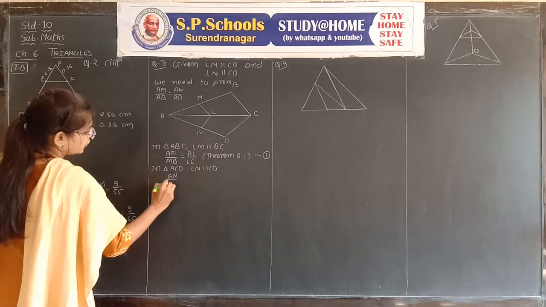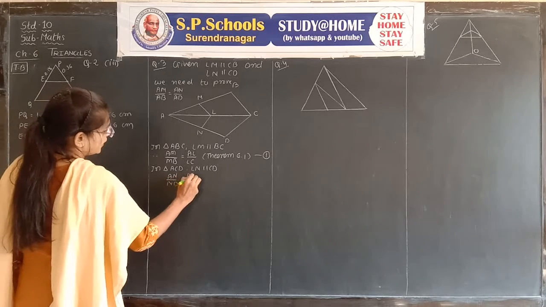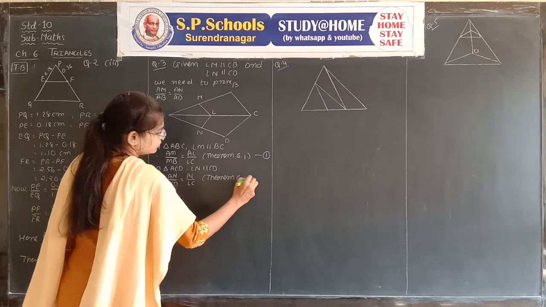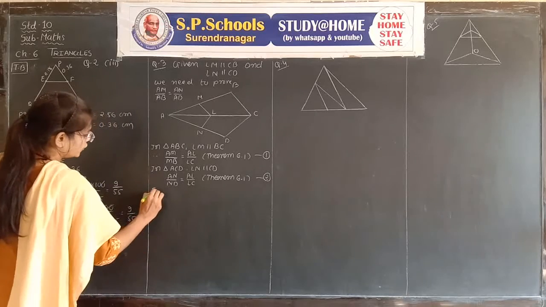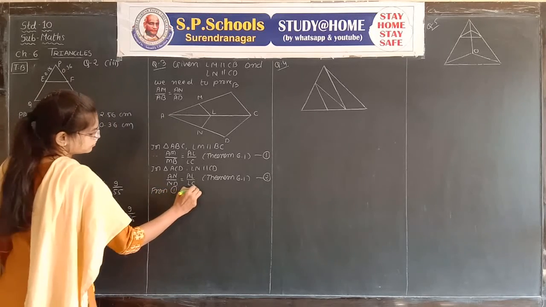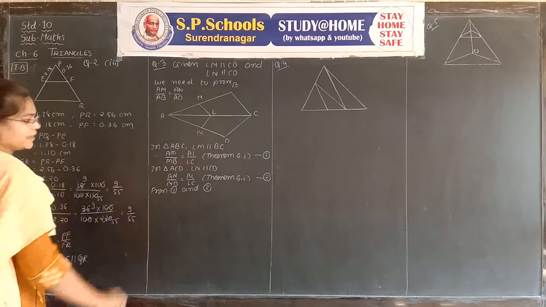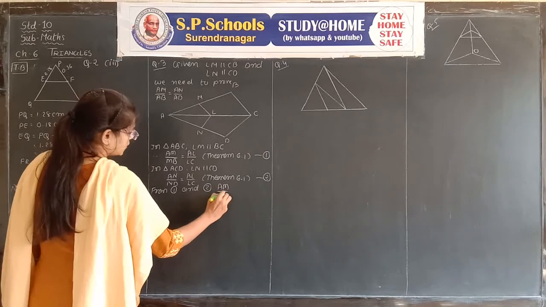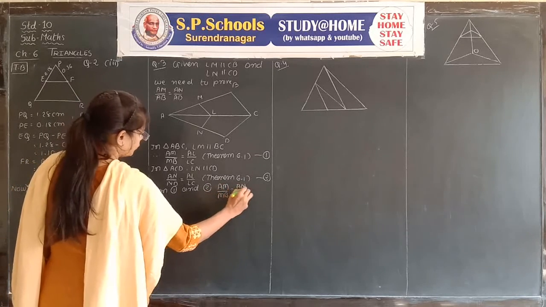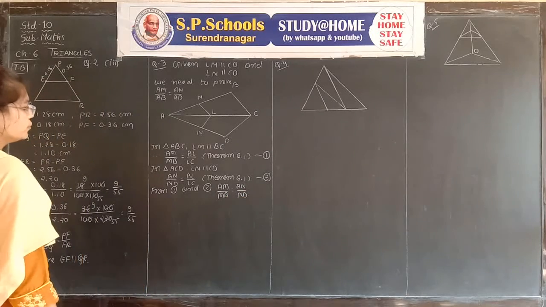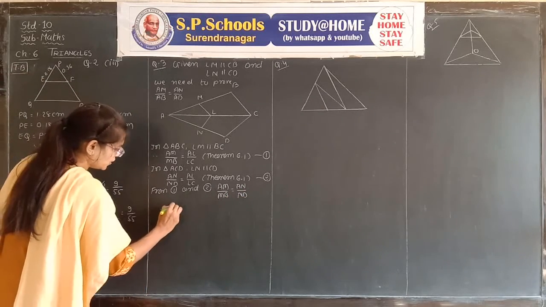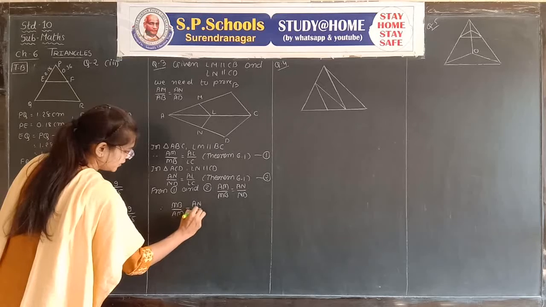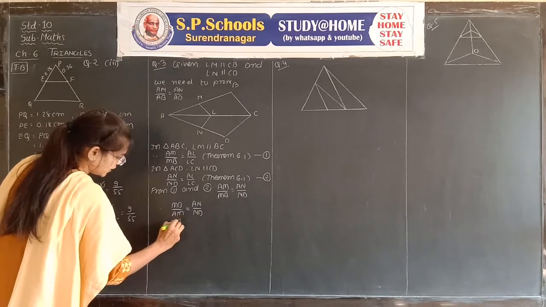Now in the second triangle ACD, LN is parallel to CD. Therefore, AN upon ND is equal to AL upon LC. Again theorem 6.1, result number 2. Now from 1 and 2, the right hand sides are equal, so the left hand sides are also equal. AM upon MB is equal to AN upon ND. But it is not our proof, so we have to take the reciprocal here. MB upon AM is equal to ND upon AN, adding 1 on both the sides.